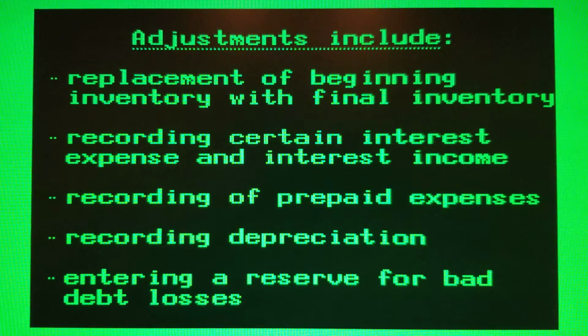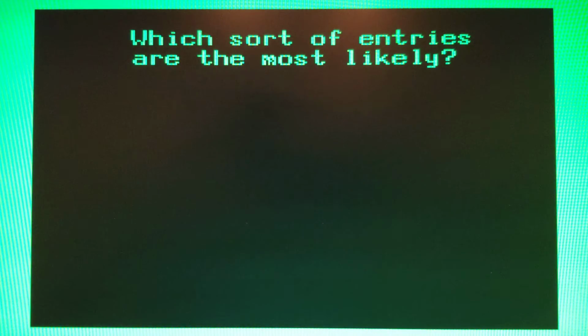Adjustments include the replacement of beginning inventory with the final inventory, the recording of interest expense which has been accrued but not yet paid, and interest income earned but not yet received, the recording of prepaid expenses like insurance, and supplies which have been used up and expensed, recording depreciation, and entering a reserve for bad debt losses. Which sort of entries are the most likely?